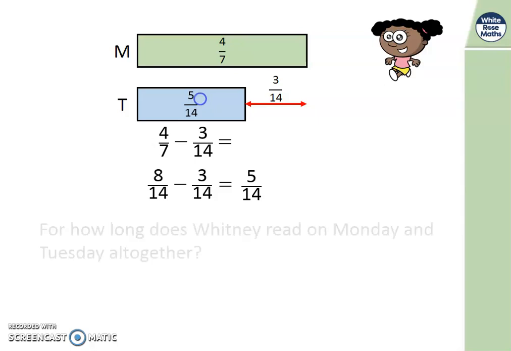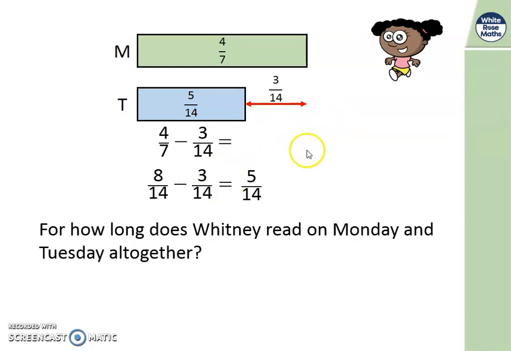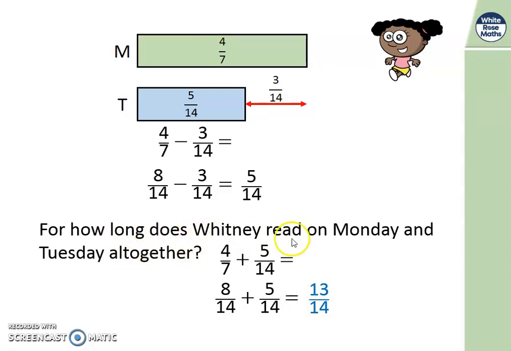The second part of the question was, how long does she read on Monday and Tuesday altogether? Well, now we know what Tuesday is, we can add them together. So we do 4/7 add 5/14. We need to convert the 4/7, and you can see we did that there, so we can just write it down. Add the 5/14, and that makes 13/14. But because it's time, we need to record that as of an hour. So it's 13/14 of an hour, just under an hour.